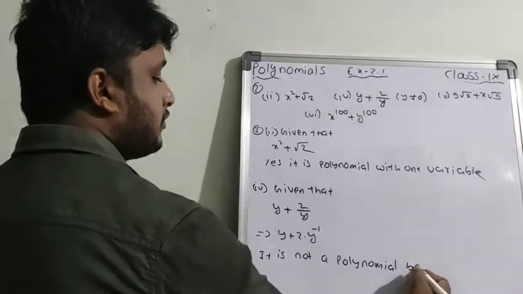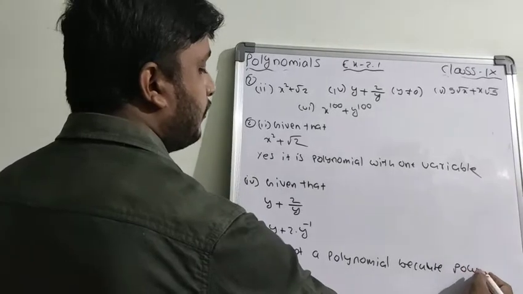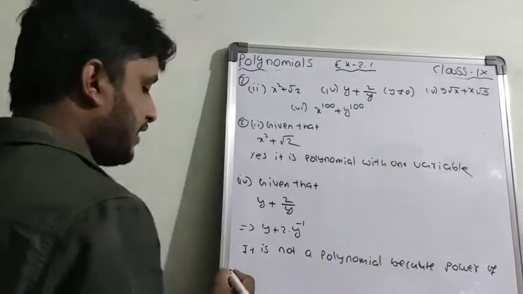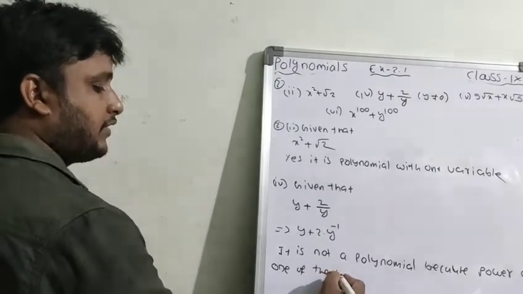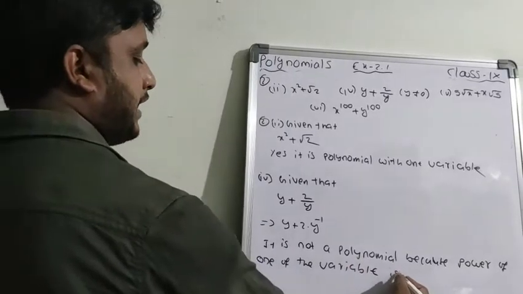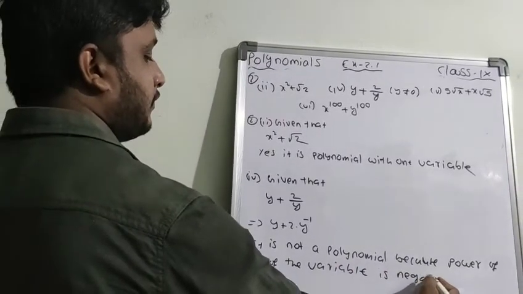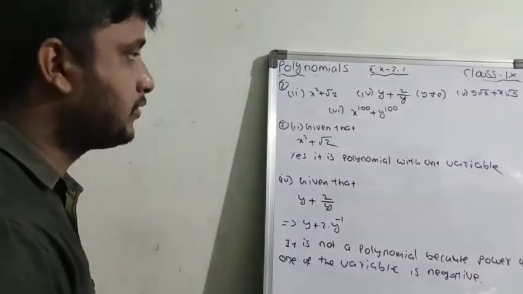because the power of the variable y is negative. So it is one variable, but it is not a polynomial. So coming to the fifth one.